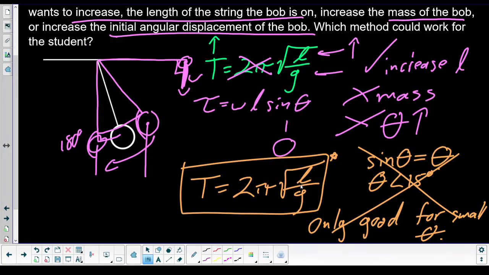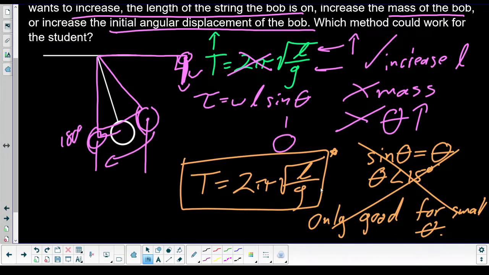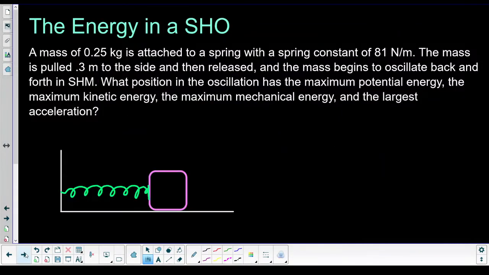So of the three proposed options, increase the length of the string, that'll work because L is in this formula. Increase the mass? Nah. If you increase the mass, you increase the restoring force and they cancel out. Pull it farther to the side? That's against the rules. Don't do that. You're going to goof up the formula. And hand waving, theta's not in this formula, so who gives a hoot? It doesn't affect it. So there we go. So we can only increase the length to make it take longer, so it's got that desired period of 2 seconds.